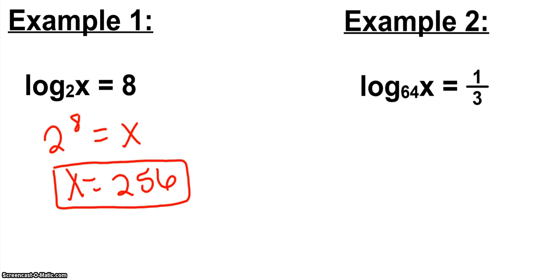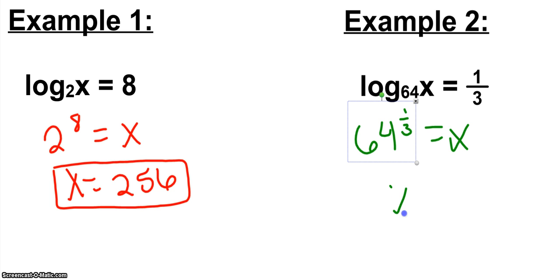Alright, next one. Log base 64 of x is equal to 1/3. So just like the first problem, we're going to convert it to exponential. So our base is 64, our exponent is 1/3, and that's equal to x. So you can type in your calculator, hit 64, caret, 1 divided by 3, hit enter, and you get x is equal to 4.